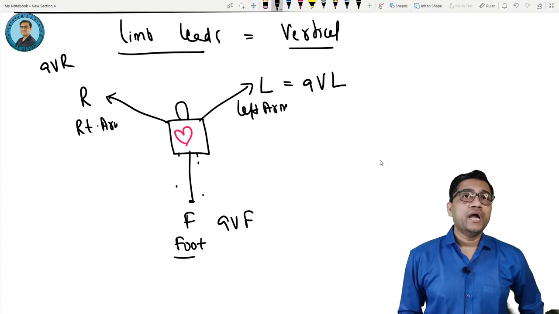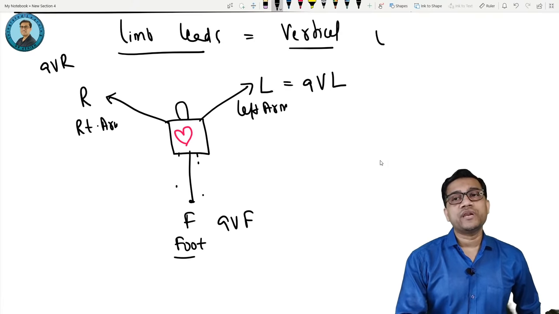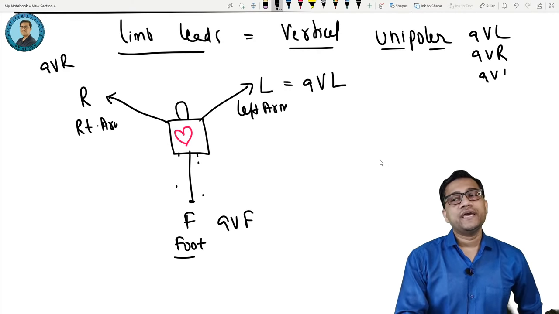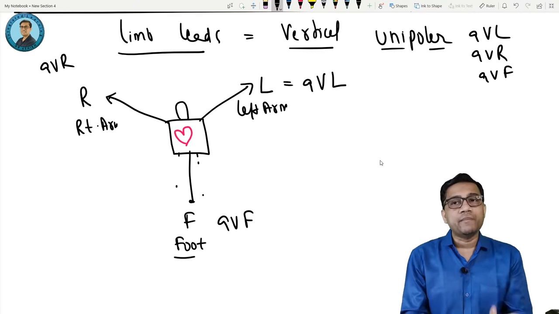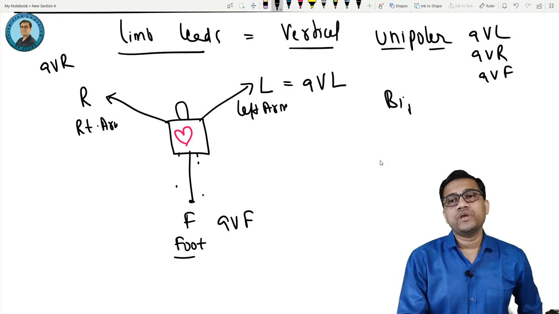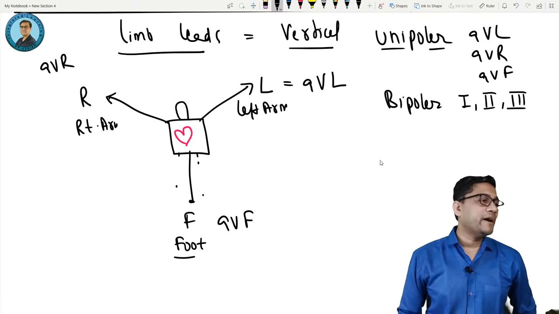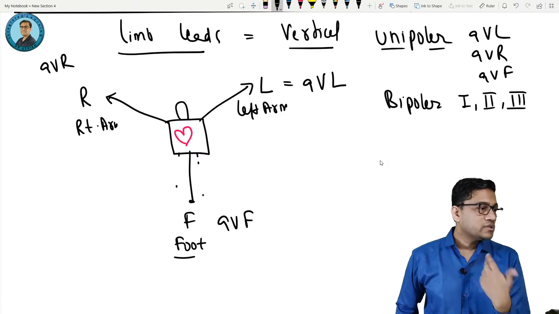Are you clear? Now these are unipolar leads. Which ones? Uni, because they have only one pole. So which are the unipolar leads? AVL, AVR, AVF. Easy. Now if you connect the two limbs, it becomes bipolar. So what are the bipolar leads? The bipolar leads are 1, 2, and 3. So which are the bipolar? 1, 2, 3. Okay.